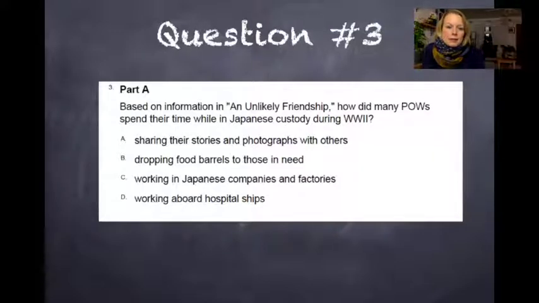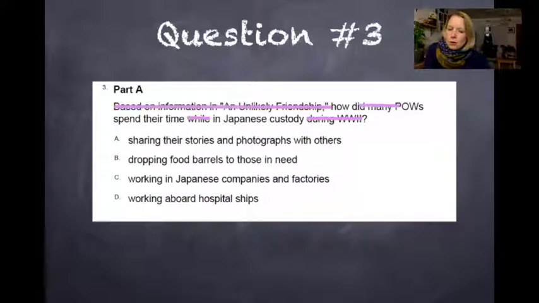The first part, based on information in An Unlikely Friendship, I can cross that out. It just says refer to the text. Of course, I know that. How did many POWs spend their time while in Japanese custody during World War II. So I would underline how POWs spend time in custody. Cross out all the other words. Focus on that. How did they spend their time when in custody? And now apply your logic.